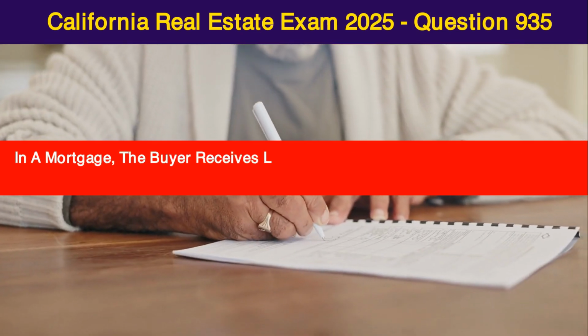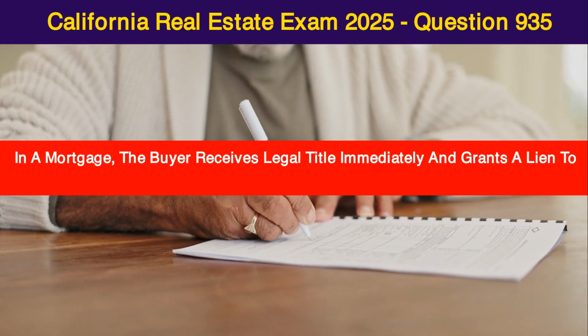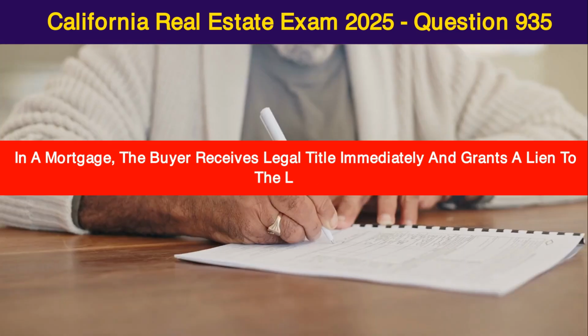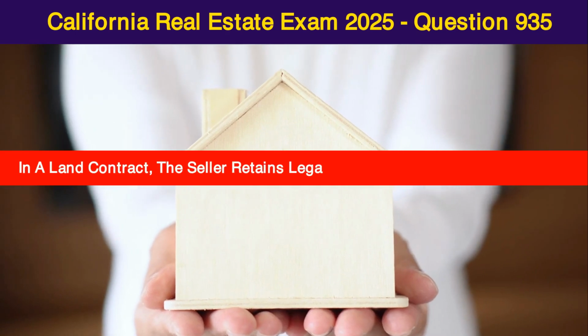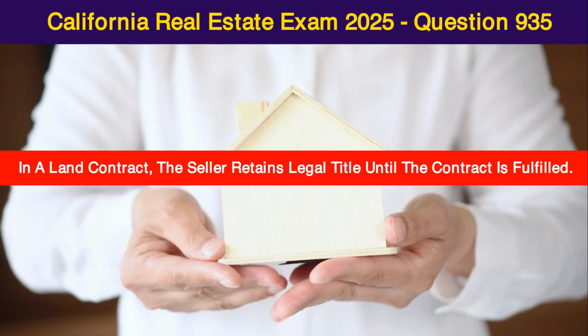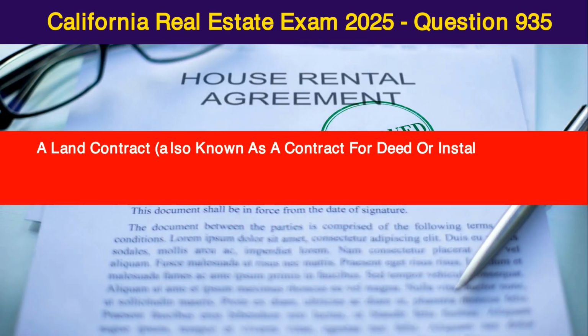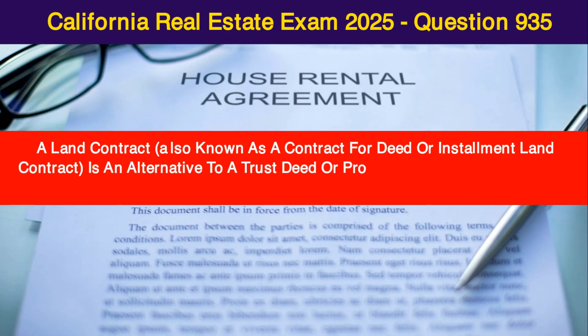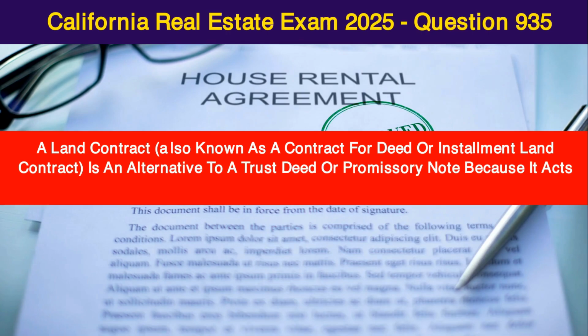In a mortgage, the buyer receives legal title immediately and grants a lien to the lender. In a land contract, the seller retains legal title until the contract is fulfilled. A land contract, also known as a contract for deed or installment land contract, is an alternative to a trust deed or promissory note because it acts as a security instrument.